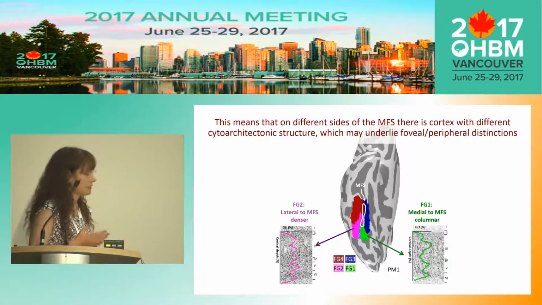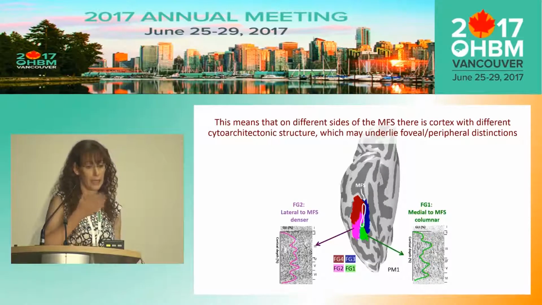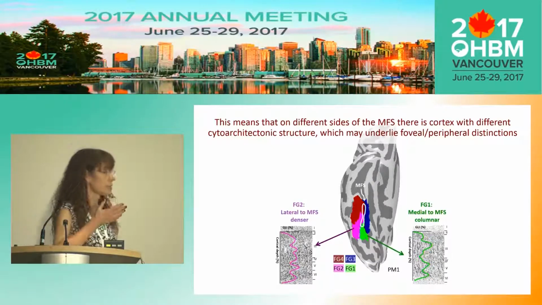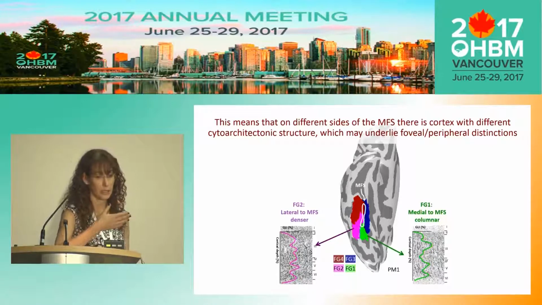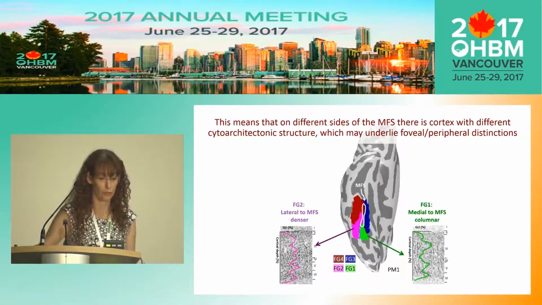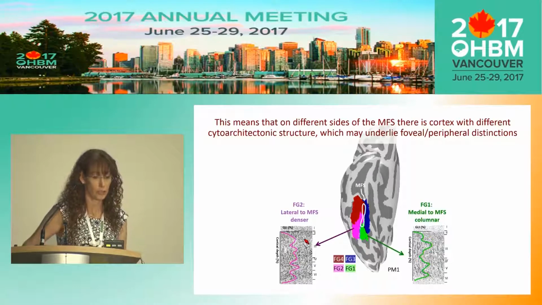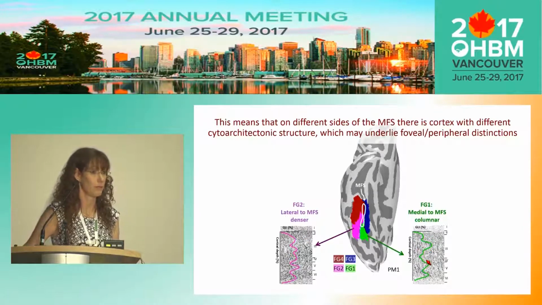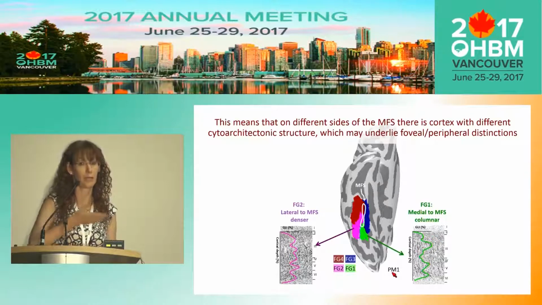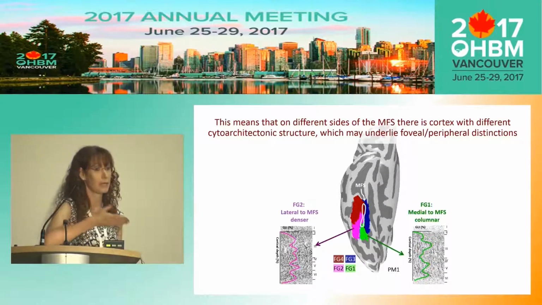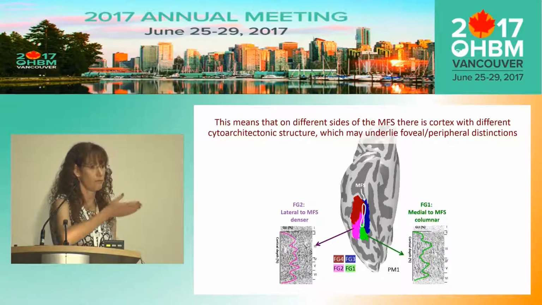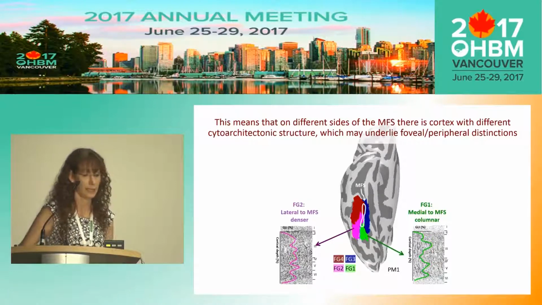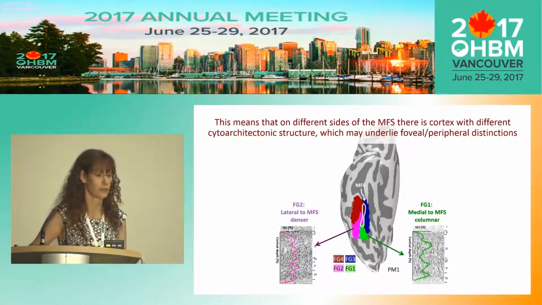So what does it mean that the MFS predicts cytoarchitectonic boundaries? This means that on different sides of the MFS, you will find cells with different cytoarchitectonic structure. For example, FG2, which is lateral to the MFS, has a denser cytoarchitectonic structure compared to FG1, which is medial to the MFS. And if you remember the lateral-medial separation of the eccentricity bias map, this might be because of differences between foveal and peripheral computations that might require cells of a different structure.